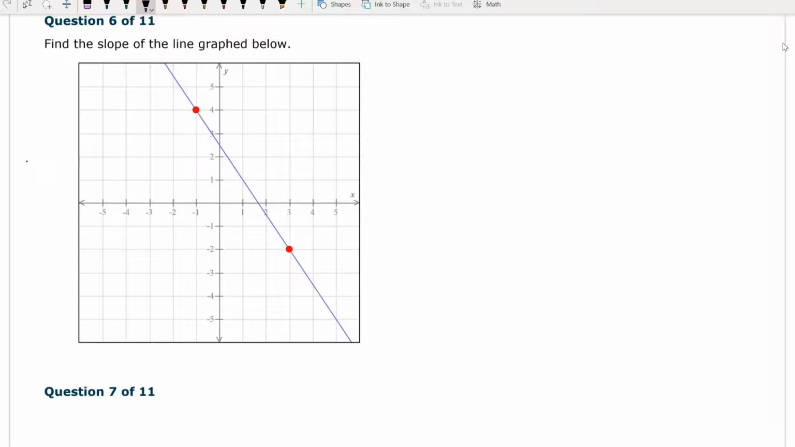Problem 6. Find the slope of the line graphed below. As we know, slope is rise over run. From one point to the other point, you ask yourself how much rise and how much run. From the second point, I can go up 1, 2, 3, 4, 5, 6. So we go up 6 and we run to the left 1, 2, 3, 4. So 4 to the left.